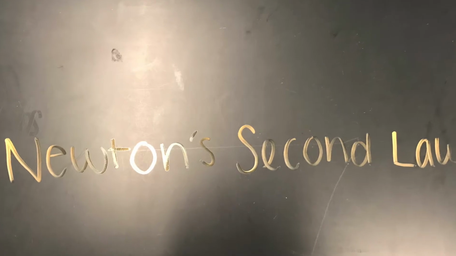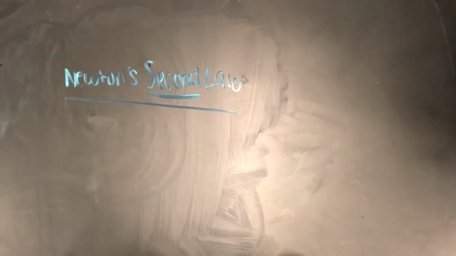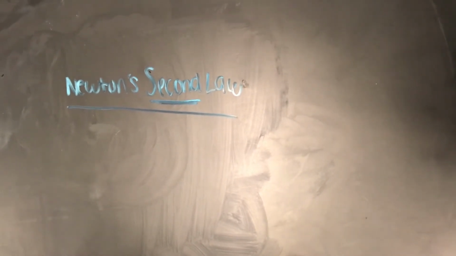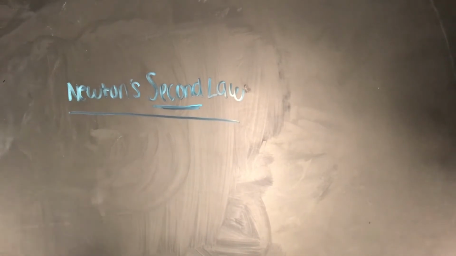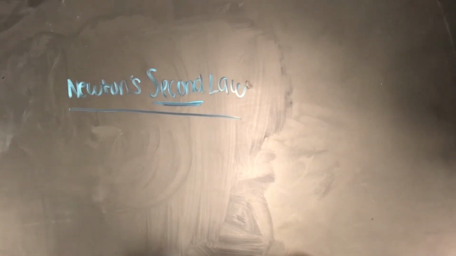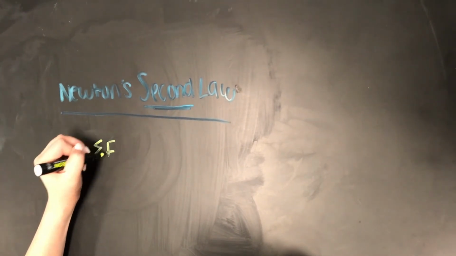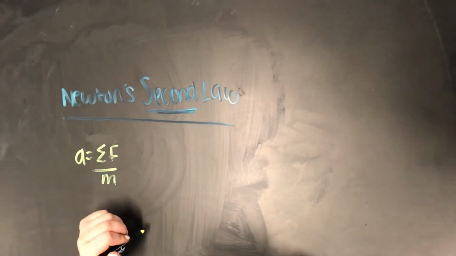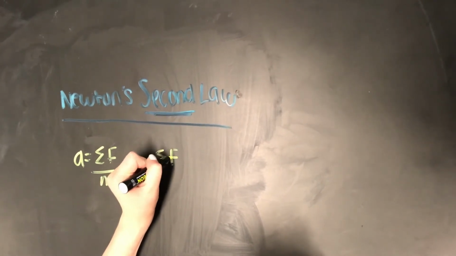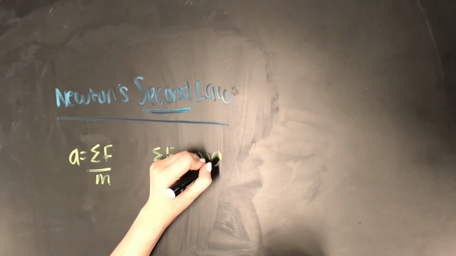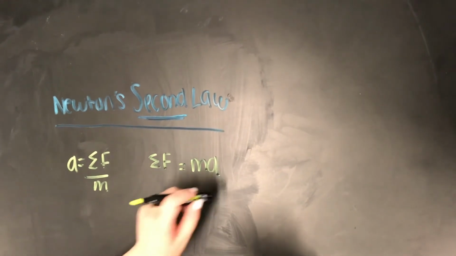Newton's second law. Newton's second law states that for a particular force, the acceleration of an object is directly proportional to the net force and inversely proportional to the mass of an object. The direction of the force is the same as the acceleration. The equation used for this force is a equals sigma F over m, or sigma F equals ma, which is mass times acceleration.